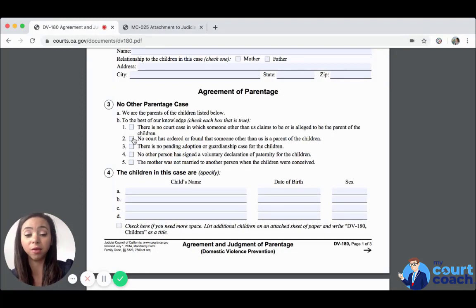There's not any other paternity case out there that says Joe and Samantha are the parents of Alan, Bob, and Sandra or something. There's no pending adoption or guardianship case for the children. So there's no adoption case and there's no guardianship case for the children.